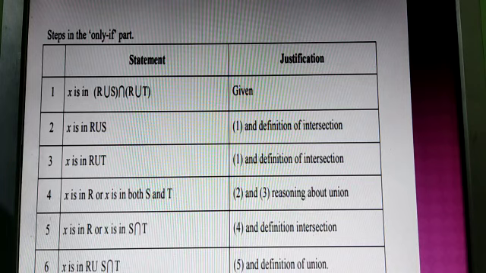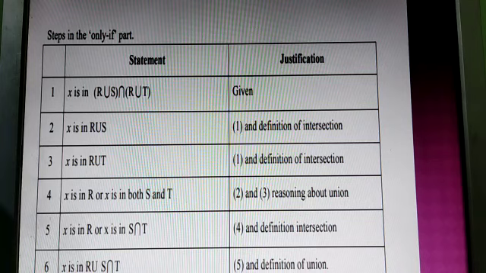Then consider the left hand side. So left hand side, first we can say X is in R or X is in both S and T. So from that we can write X is in capital R or X is in S intersection T. This is according to the definition of intersection. Then we can write X is in R union S intersection T, according to the definition of union.